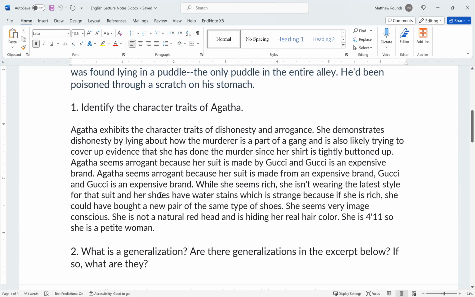It's like a puzzle here. He demonstrates that Lionelcher is a part of a gang, comma, and is also likely trying to cover up evidence that she has done the murder since her shirt is tightly buttoned up. I don't see, though, an apostrophe. So apostrophes are for ownership. It would be like Ivana's Gates. That would be an apostrophe situation.